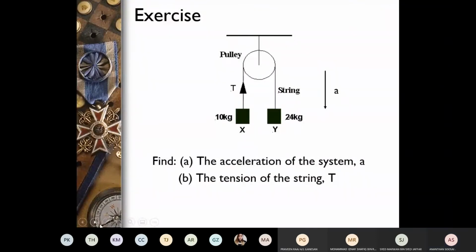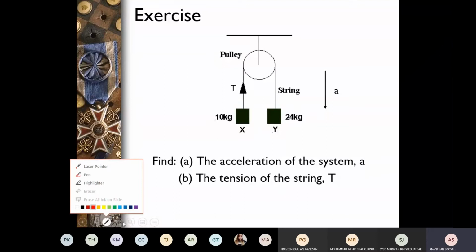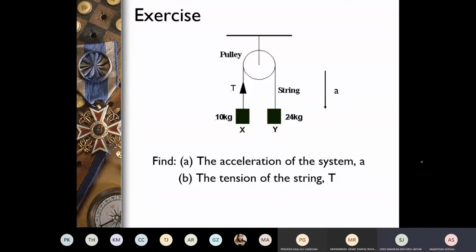So you get what? A? Working. So A is what? A is 4.04. Okay, so all of you got 4.04 meter per second square.